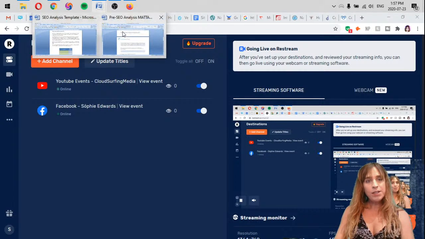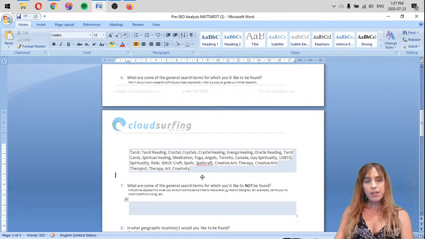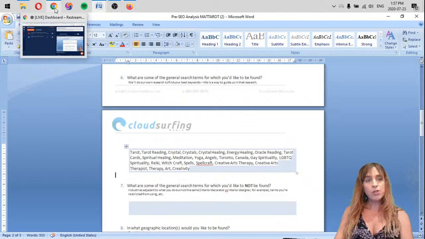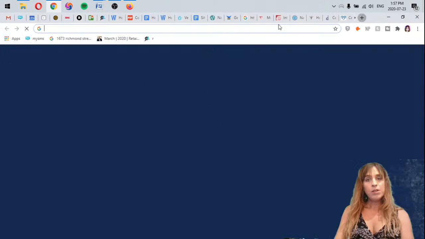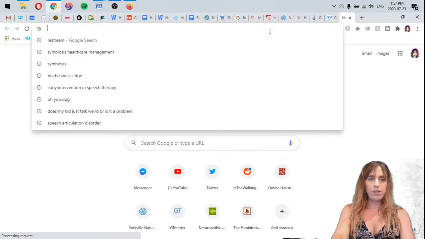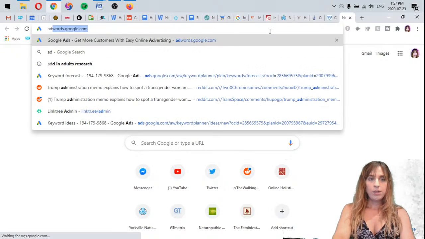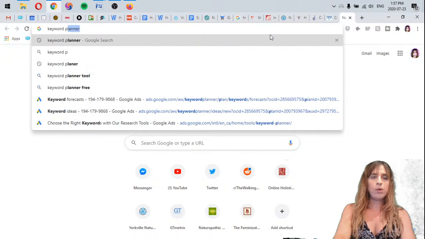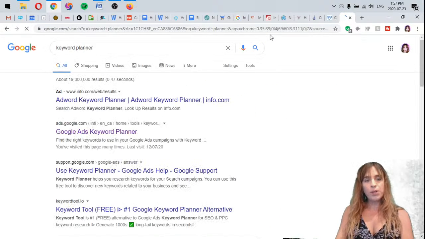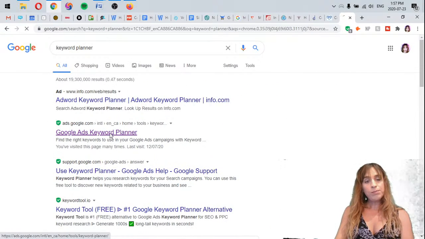So our client today is a tarot card reader, spiritual healer, and art therapist. So he's got some search terms he wants to be found for here. So let's take a look at those terms. Let's look at Keyword Planner. So we start off with Google Keyword Planner.